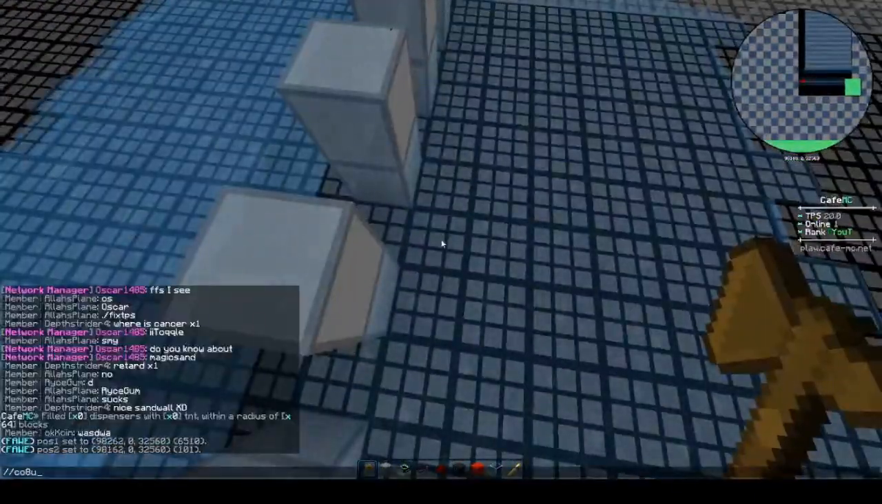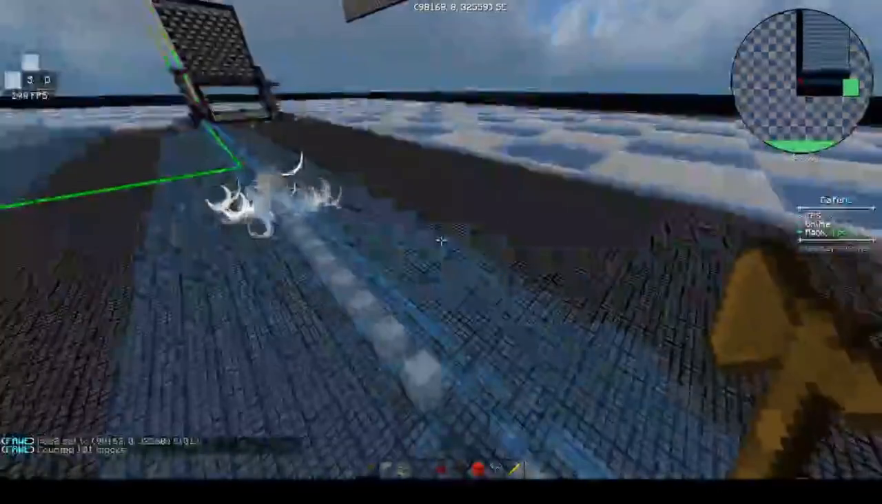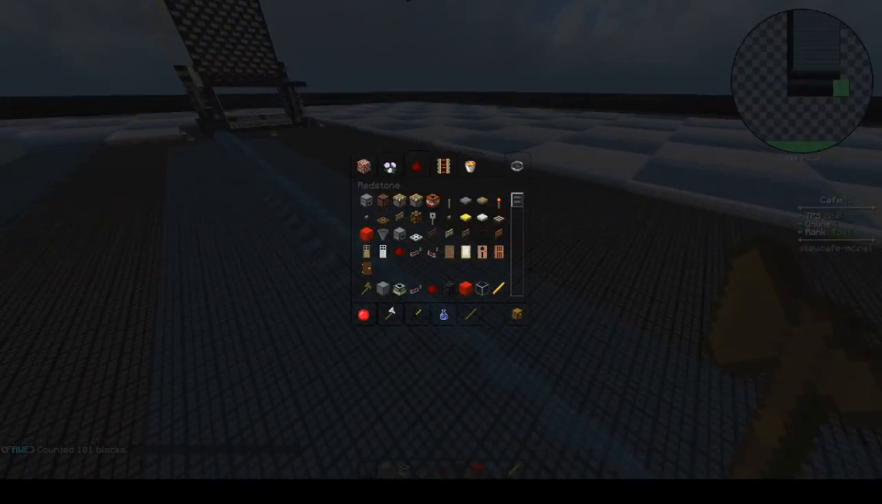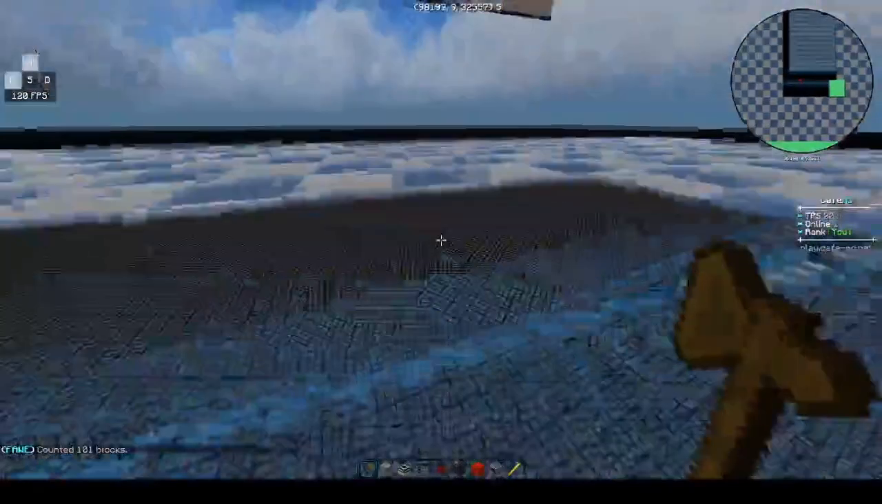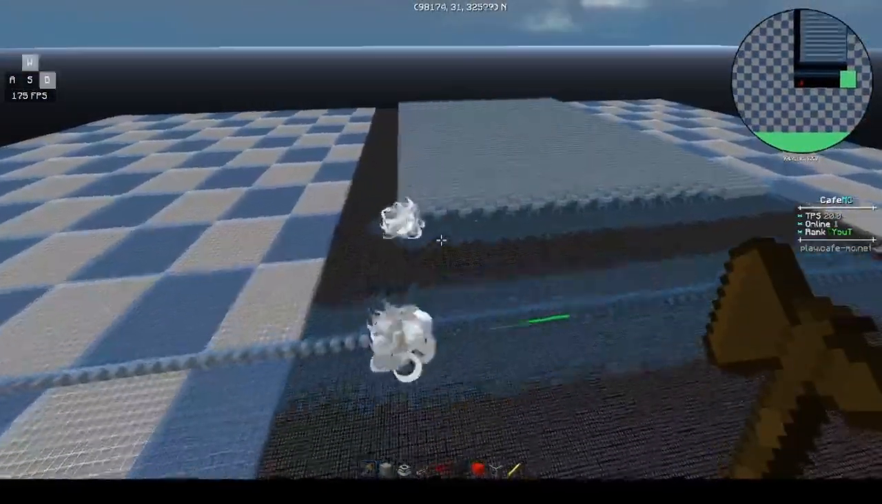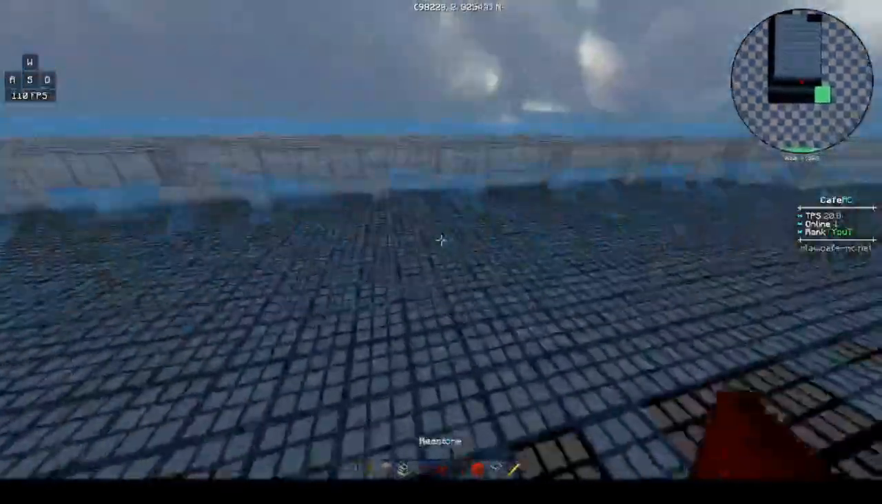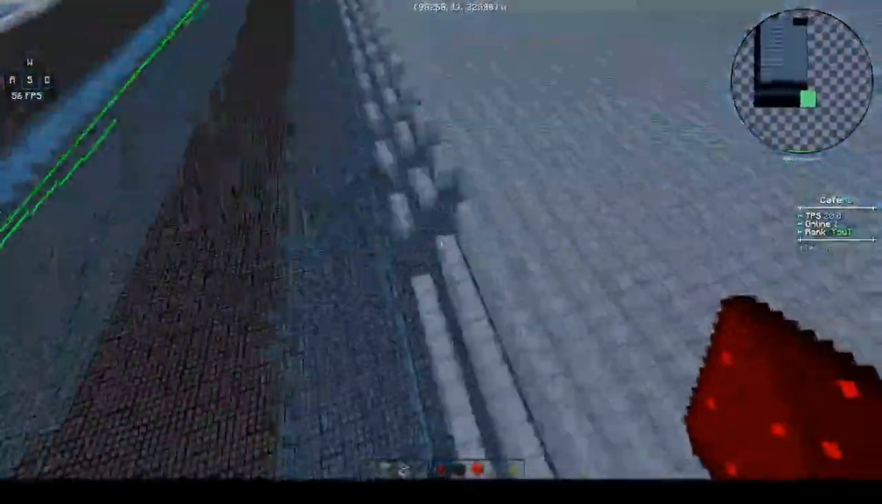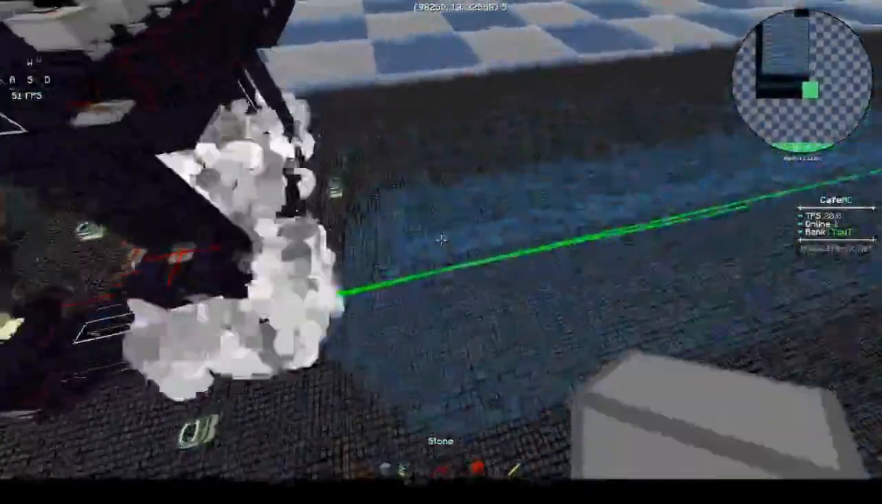So count, bedrock 101, so 101 divided by 16. So it's about six, seven chunks. Yeah, that's about where it stops. But as you can see, it gives an interesting effect.